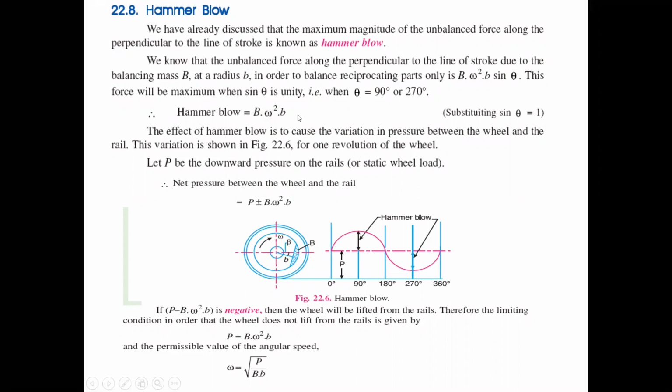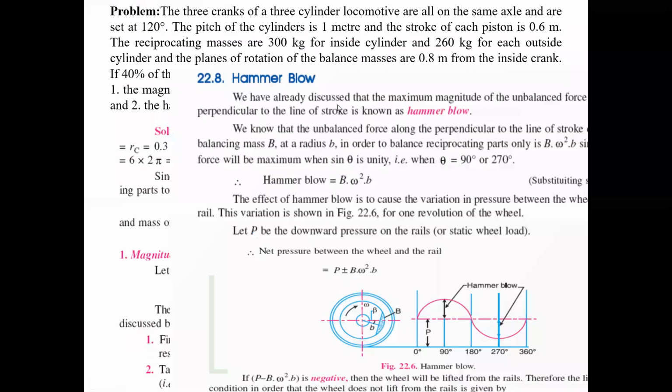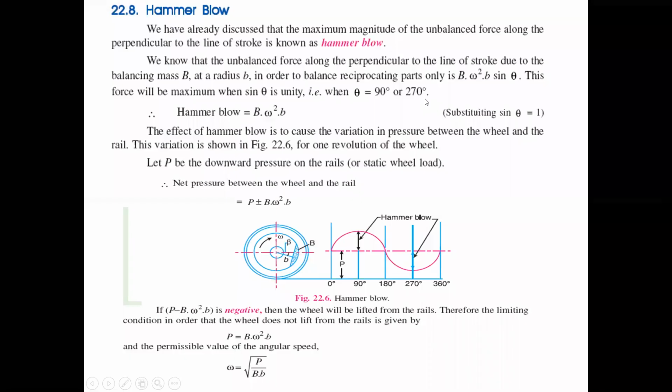In this, the force will be maximum when sin theta is unity, which means theta is 90 or 270 degrees. Then the value will be maximum. Therefore, the hammer blow is directly written here as B omega square b, because sin theta is going to be 1.